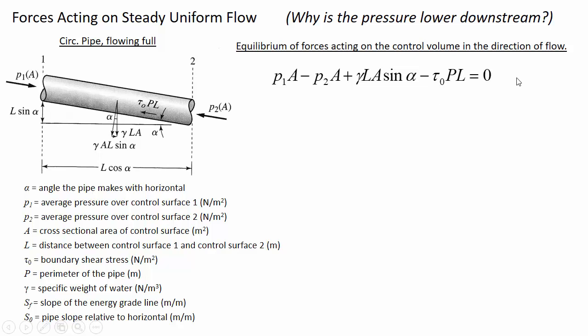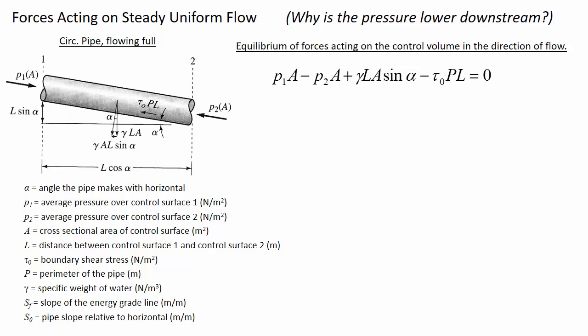So this is in equilibrium. If we have steady, uniform flow, then those forces are going to be equal to each other. And that's how we account for the difference in pressure downstream. So we can experimentally determine the shear stress by measuring all of the other parameters physically.